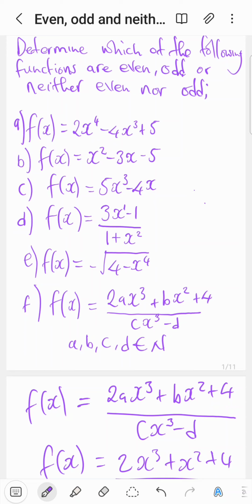We'll talk about sketching these functions. So sketching the functions.